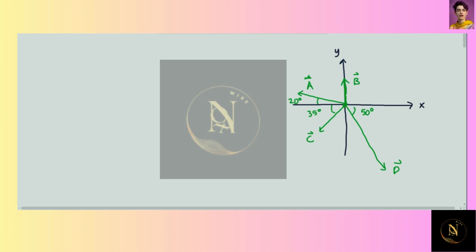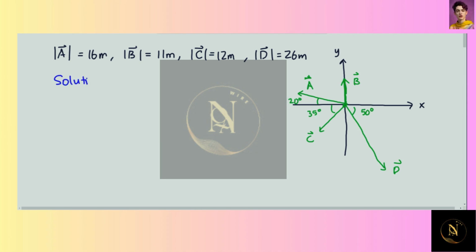Okay, so the length of each vector: vector A is 16 meters, vector B is 11 meters, vector C is 12 meters, vector D is 26 meters. And so we are going to find the resultant. We are going to go by the component method. So I'll first let R be the resultant, A plus B plus C plus D.